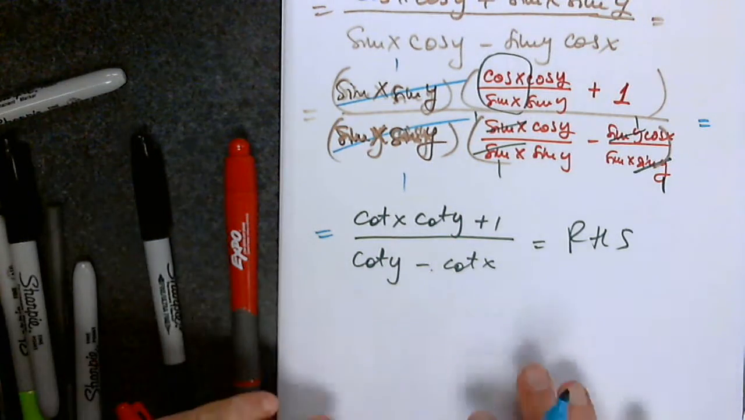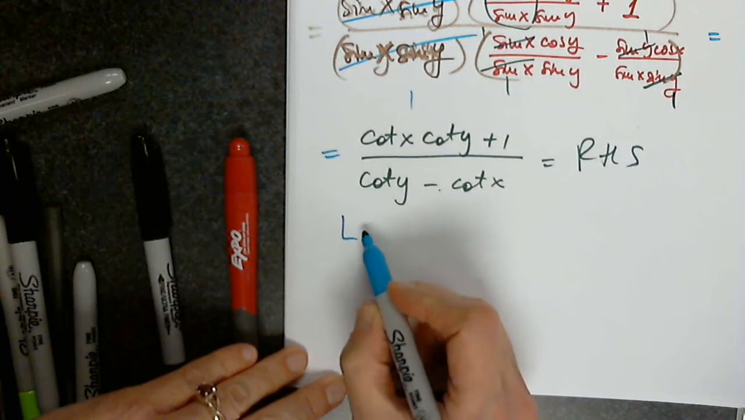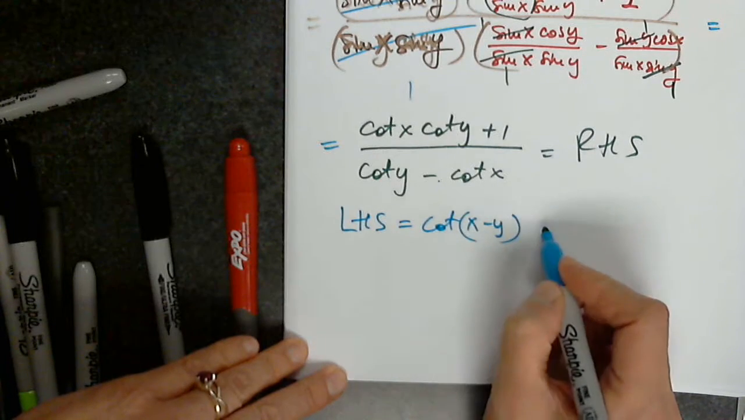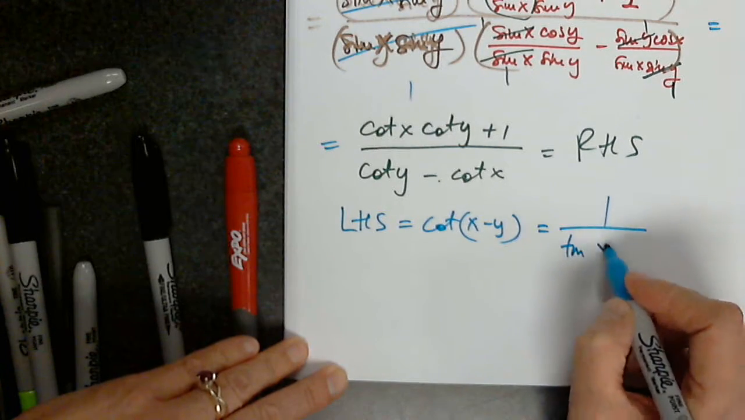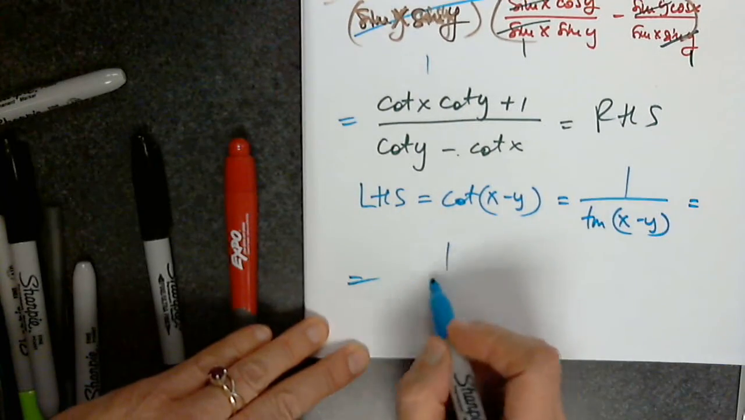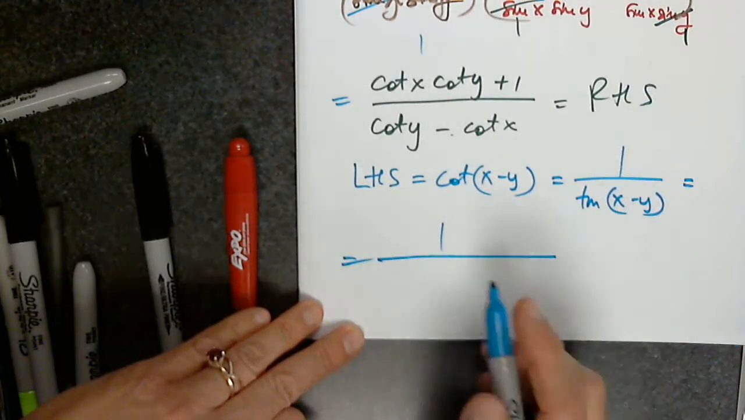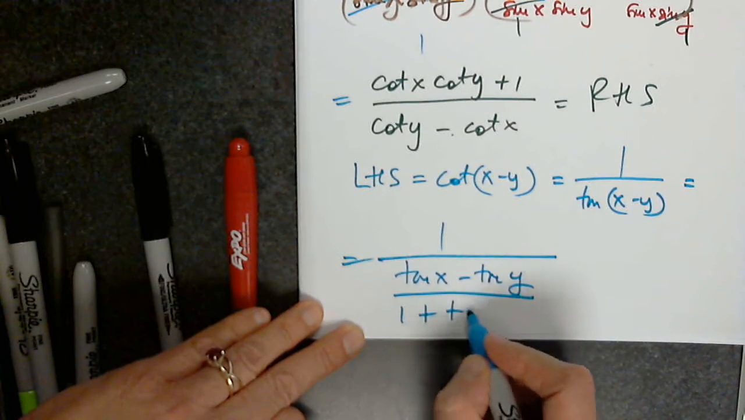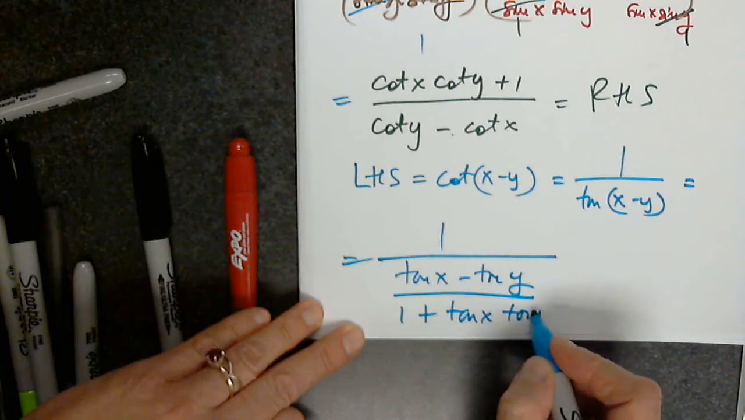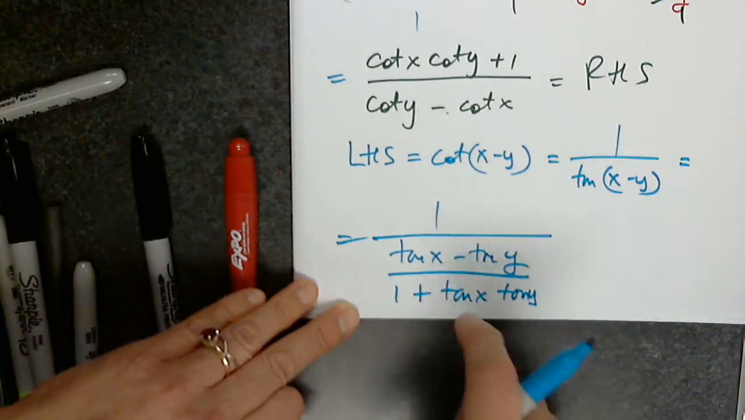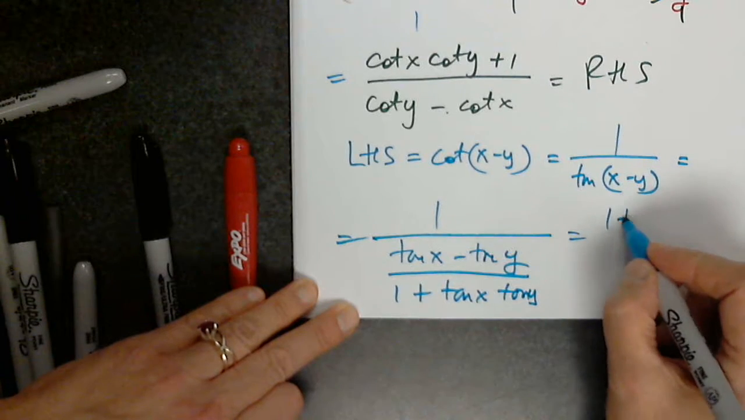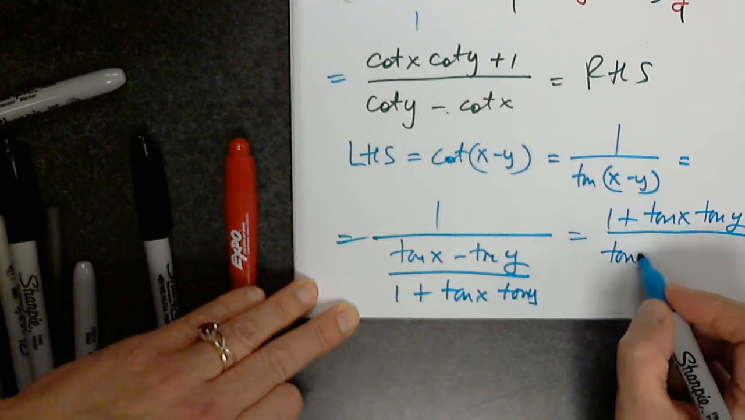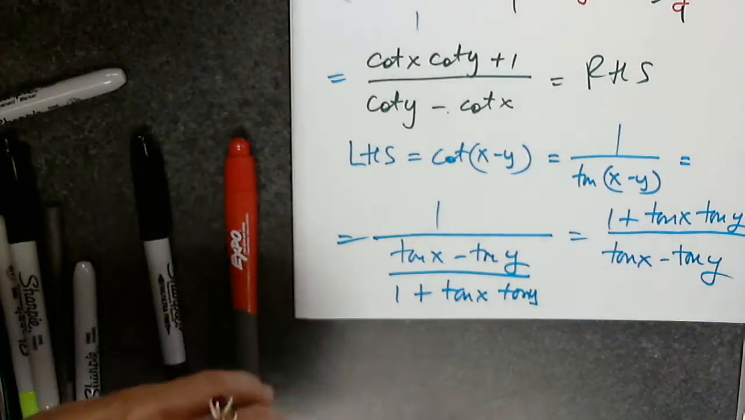Okay, so what does it say again? They start from the left-hand side and they go 1 over. So this is cotangent x minus y, which is 1 over tangent x minus y, which is 1 over, and I know the formula for this, tangent x minus tangent y over 1 plus tangent x tangent y. I flip this, so it's 1 plus tangent x tangent y over tangent x minus tangent y.